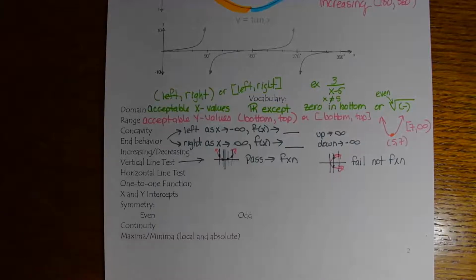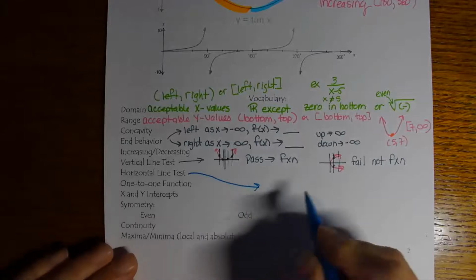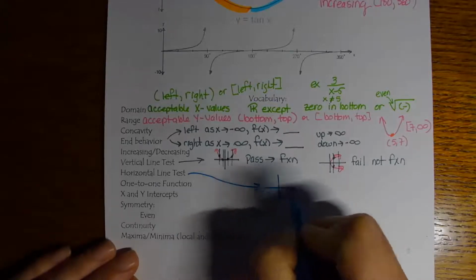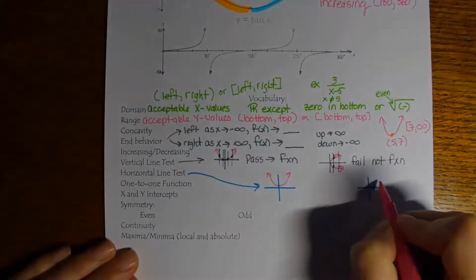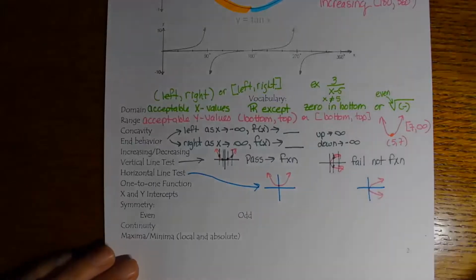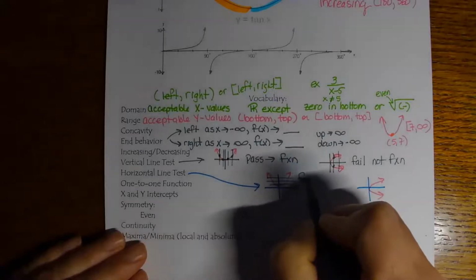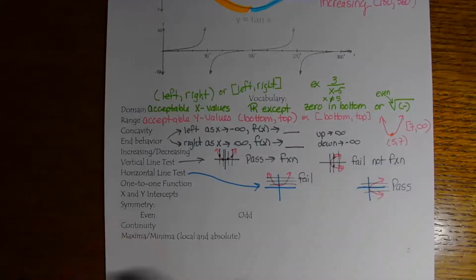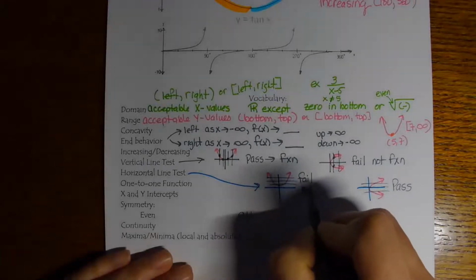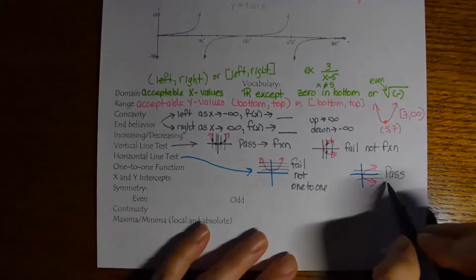If that's the vertical line test, then what do you think the horizontal line test is? It is. So let's draw this again. I'm going to use the same. Only this time we draw horizontal lines. That fails, right? This one passes. What does it mean if you pass or fail? If you fail, you're not one-to-one. And if you pass, you are.